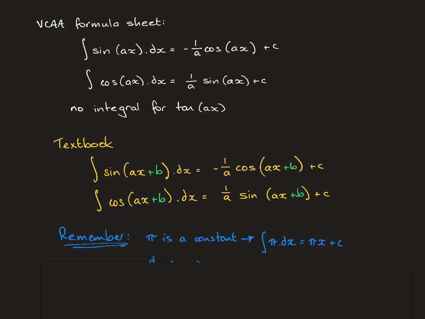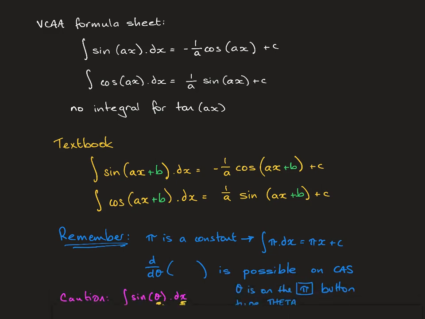So you need to remember that, and on your CAS calculator, you can do a derivative with respect to theta. It's possible to do it on the CAS calculator. Theta is on the pi button, or you can just type the word theta using the alphabet keys at the bottom. But however you do it, if you do work with dx and x as your variable on your CAS calculator, make sure that you write the final answer with the correct variable. So if the question in the exam is using theta, the answer needs to be theta equals.